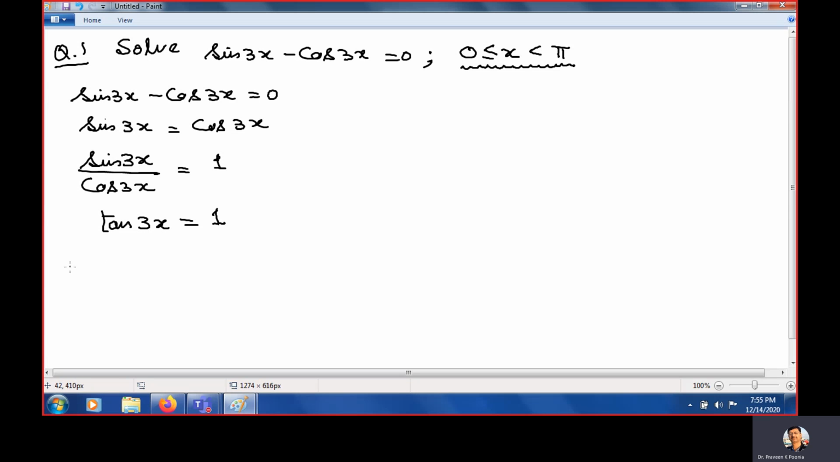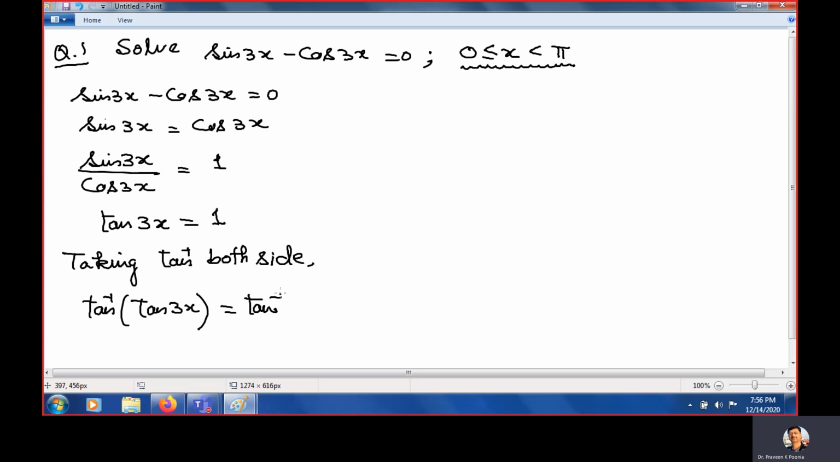Okay. So taking tan inverse both sides. So what you will get? You will get tan inverse tan 3x is equal to tan inverse 1. Clear? Now, if you see tan inverse and tan is cancelled. So 3x equals to. Clear? What is the value of tan inverse 1? Tan inverse 1 is pi upon 4. It will be an angle.